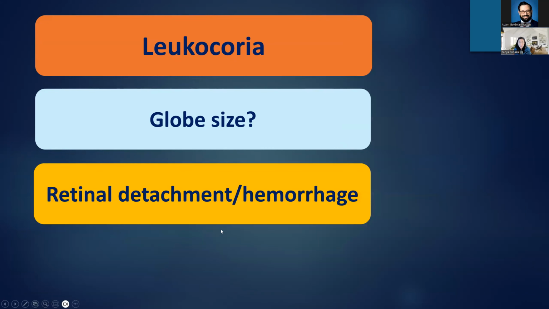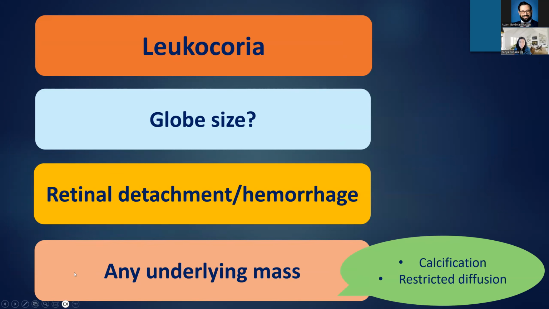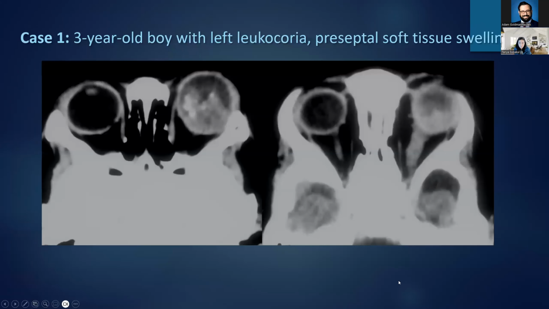And then you check for any retinal detachment, any hemorrhage, and any underlying mass. Which means when you see any mass, you need to check for any calcification or restricted diffusion to call a high-grade tumor. So I have patient number one here. This is a CT scan from many years ago, like 15 years ago when I was a fellow. During that time we normally started with the CT, but right now we start with the MRI.